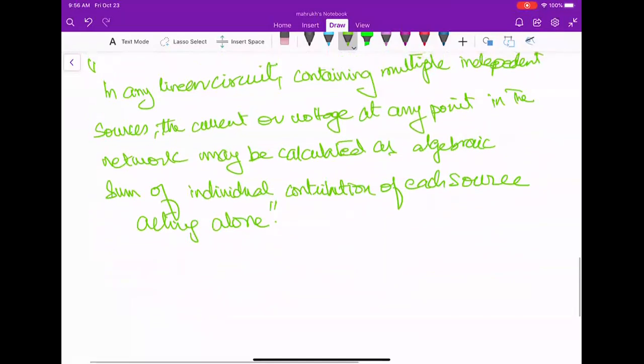So what we normally do, if there are two sources, let's say a voltage source and a current source, to know the effect of only one source, I have to nullify the other source. If I want to know the effect of the voltage source, I have to nullify the current source. If I want to know the effect of the current source, I have to nullify the voltage source. So nullifying sources, how can we do that?